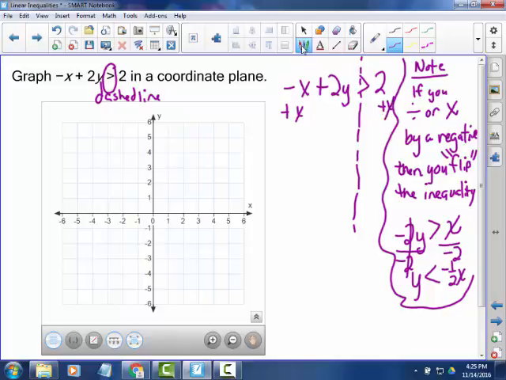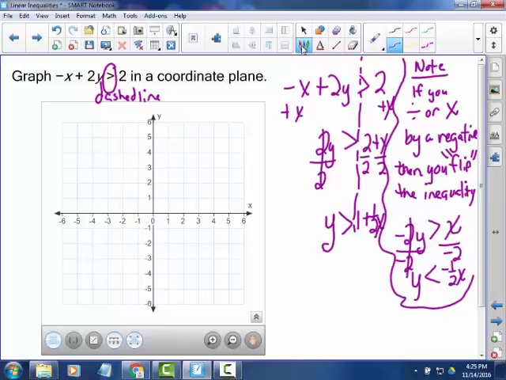So I now have that 2y is greater than 2 plus x. I did not multiply or divide by a negative, so I kept that greater than. Now I would divide by 2 to get y by itself, and then I would divide each of these by 2. Again, not a negative, so I leave it alone. Y is greater than 1 plus 1/2 x.